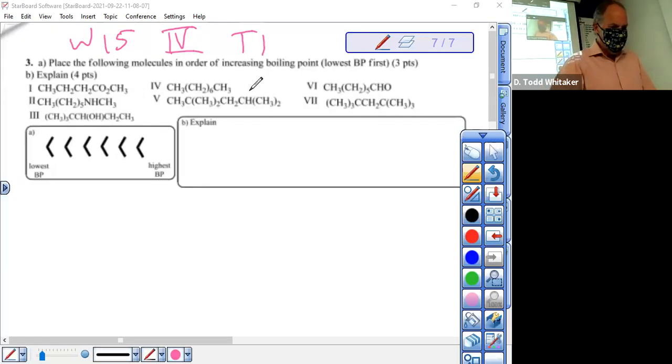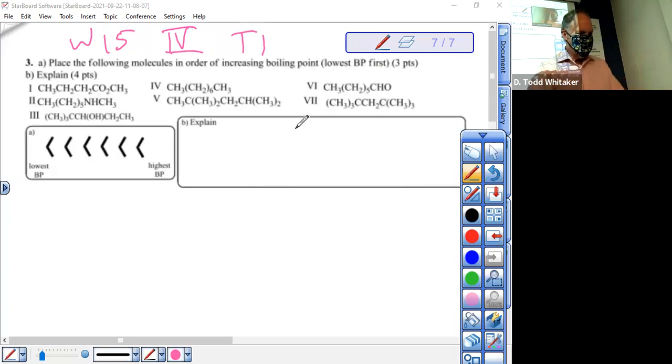We have a request for winter 15, part 4, question 3, test 1. And we have a bunch of molecules, and we have to put them in order of increasing boiling point. And as per our discussion, the two strongest intermolecular forces are hydrogen bonding between H and O and H and N in organic chemistry. So if you have any molecule that has H bonded to O, it should be at the top of your list.